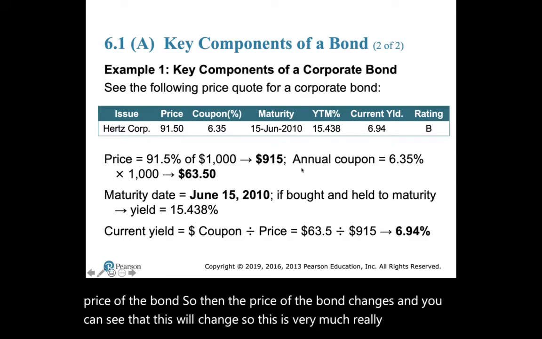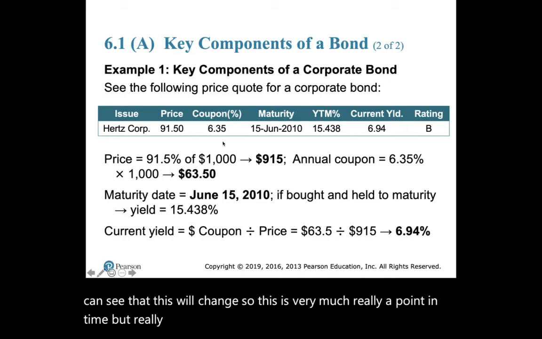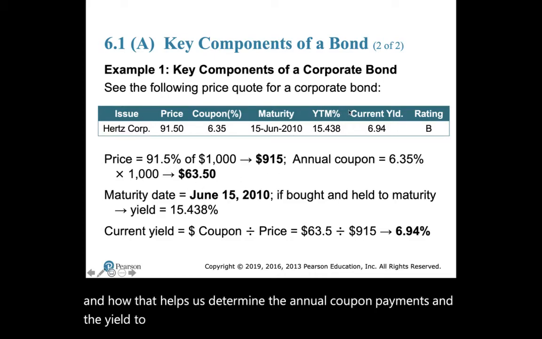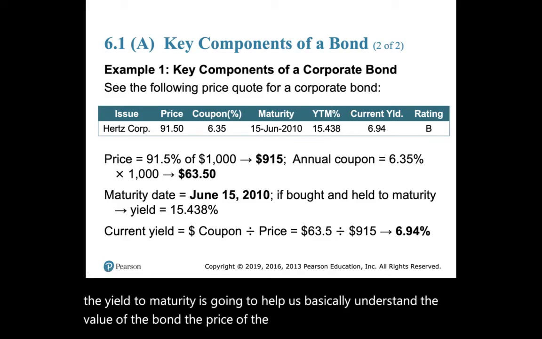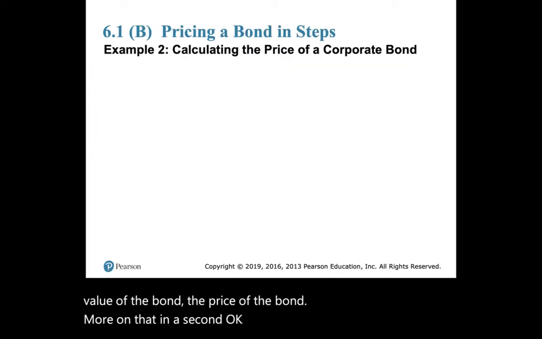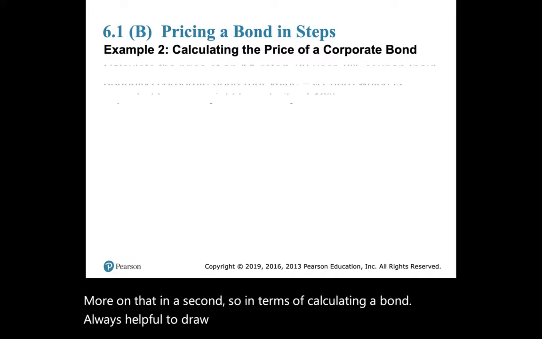Okay, but really our main focus is understanding the coupon rate and how that helps us determine the annual coupon payments. And the yield to maturity is going to help us basically understand the value of the bond, the price of the bond. More on that in a second. So in terms of calculating a bond, as always, it's helpful to draw out a timeline. But let's look at an example here.